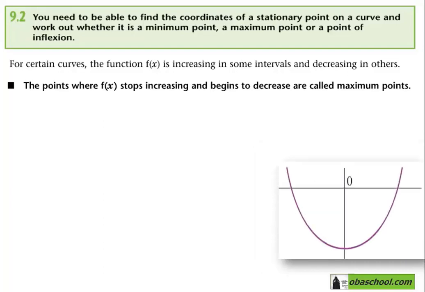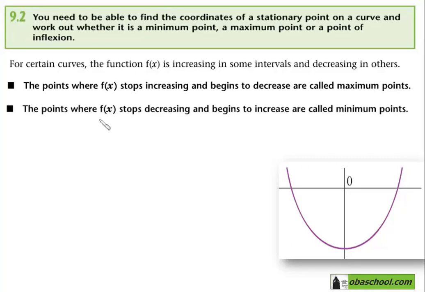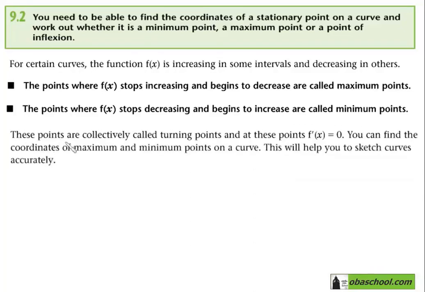Okay, now look at this graph. In this interval, the function is decreasing, then it stops at a minimum point and increases. The points where f of x stops decreasing and begins to increase are called minimum points. These points are collectively called turning points, so the maximum and minimum are turning points where the direction changes. And at these points, f prime of x equals 0, so the gradient is 0.